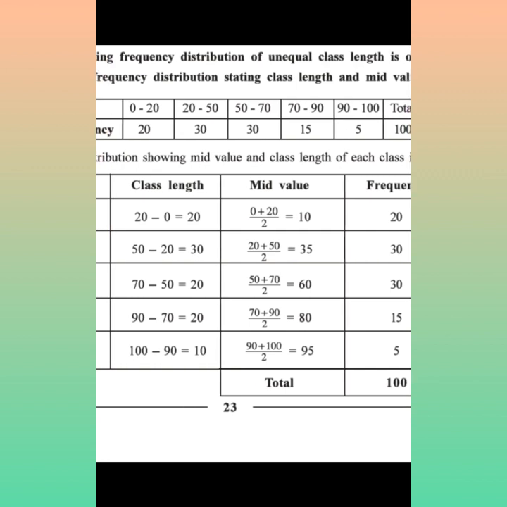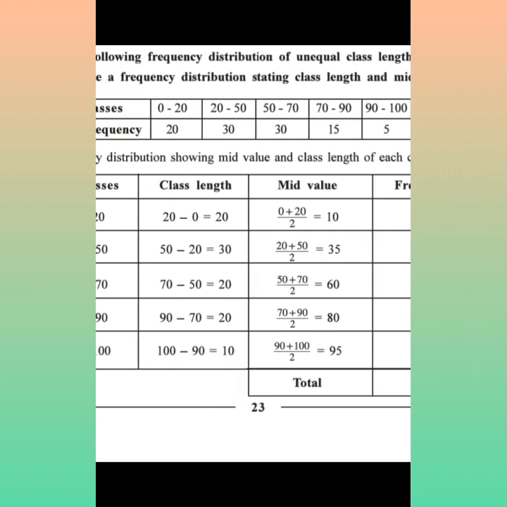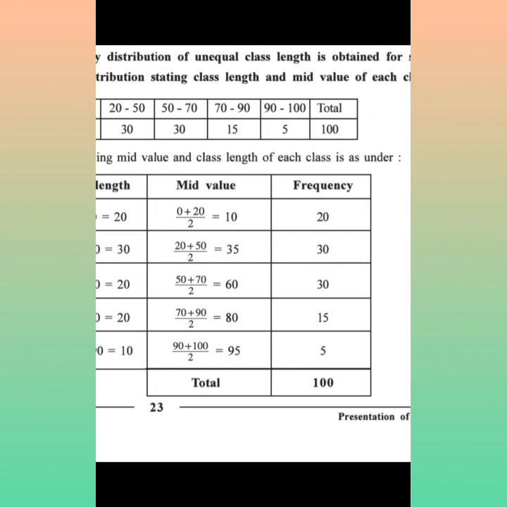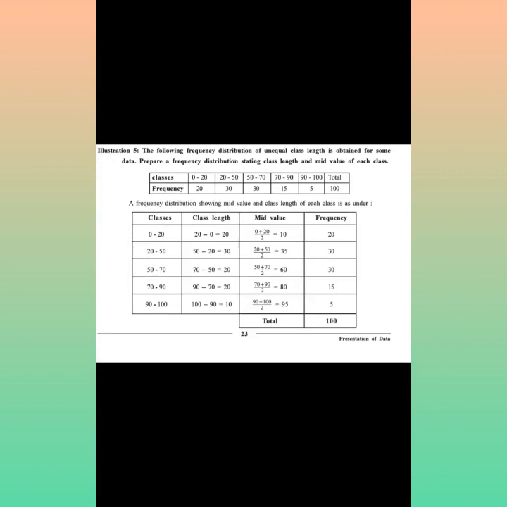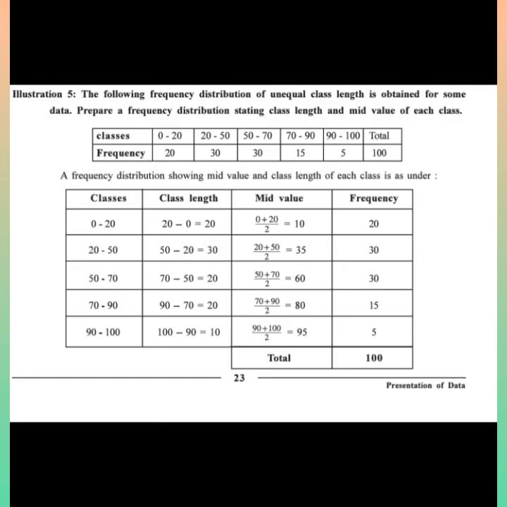So we found the class length and the mid value of each and every class as they had told us to, and we have also stated the frequency in our sum. So that is how we do this fifth sum. So children, today we'll stop over here. In our next video we will continue from example number 6, right?